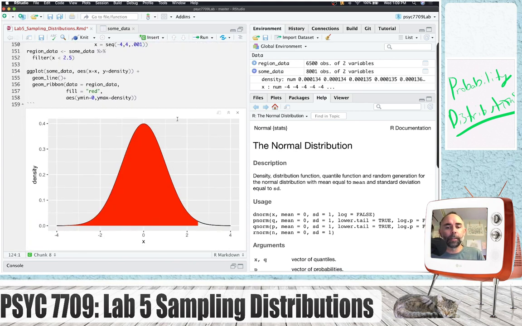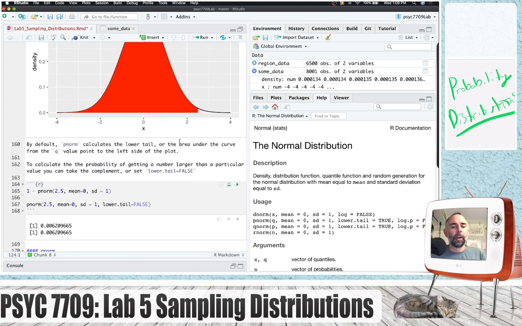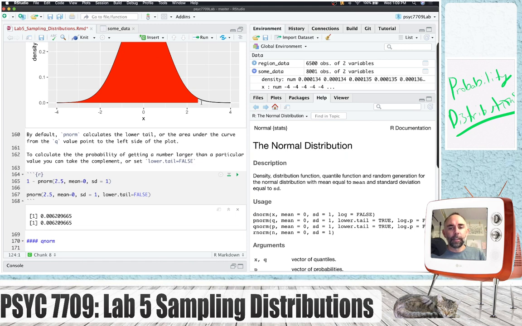Yeah. And so we were showing that the area under the left side of the curve relative to 2.5 is 99.37903% of the graph. If we want to find the other side, that is this little pocket right here, we could go 1 minus, and we would get 0.0062.